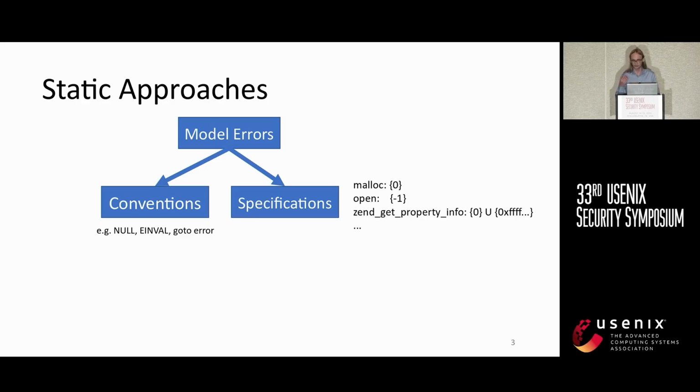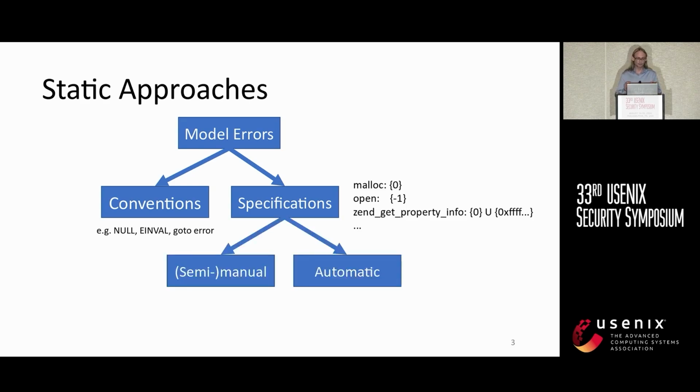So for malloc, this is 0. For open, this is -1. And finally, XenGetPropertyInfo has two possible values depending on the error condition. Specifications will be what I will focus on. And either you can create these semi-manually or fully automatically.